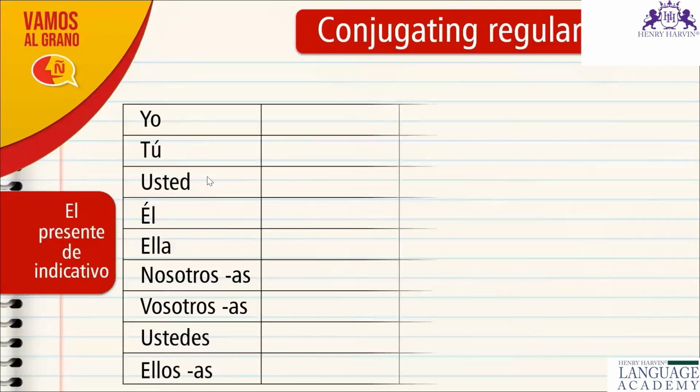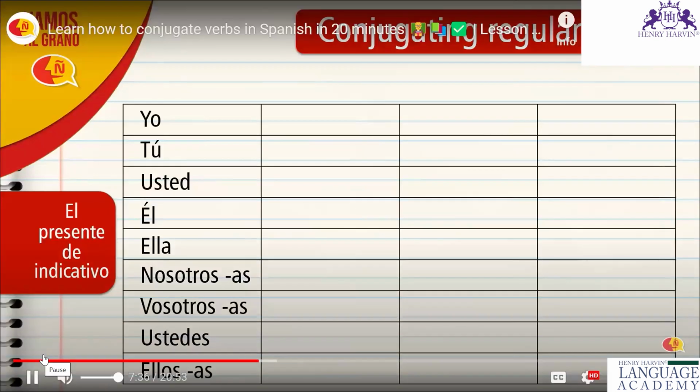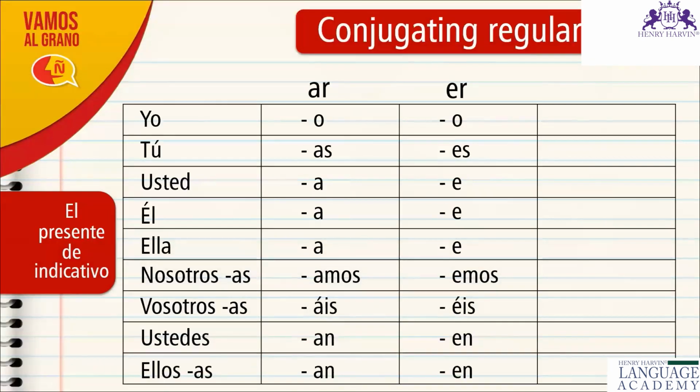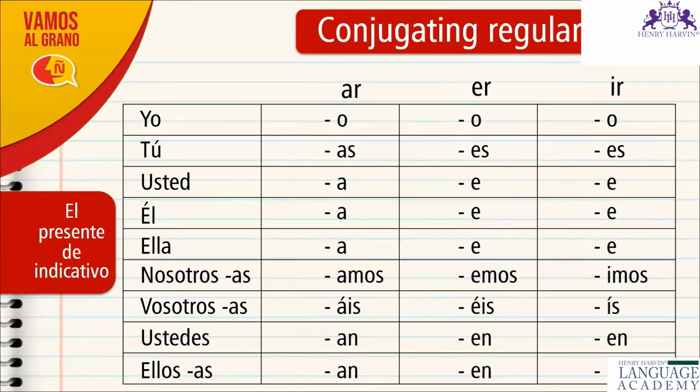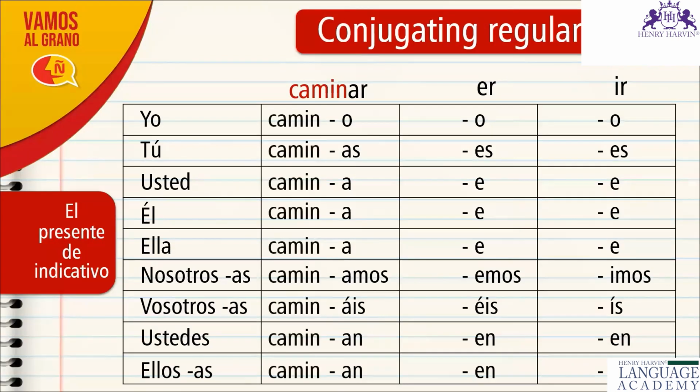So as I said before, Spanish verbs are classified into three different conjugations. The first conjugation, if they end in ar; the second conjugation, if they end in er; the third conjugation, if they end in ir. Let's have a look at some examples. The verb caminar, caminar. So following this pattern, we take the stem of the verb, we eliminate the ending, and we replace this ending for the respective ending according to the subject that we are talking about.